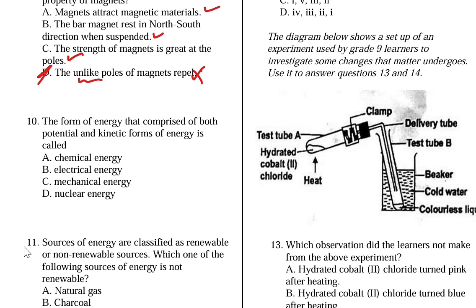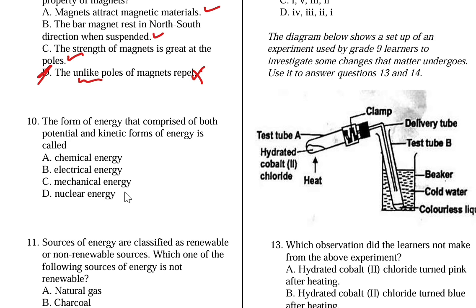Number 10, I hope you're following. The form of energy that comprised of both potential and kinetic forms of energy is called, A, we have chemical energy, B, electrical energy, C, mechanical energy, D, nuclear energy. Which one do you think is the correct answer?